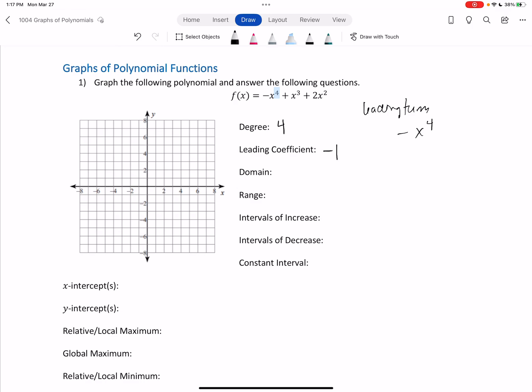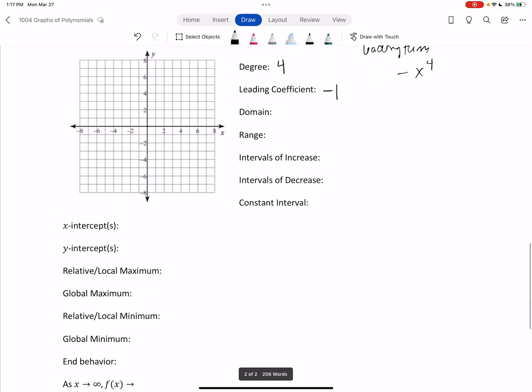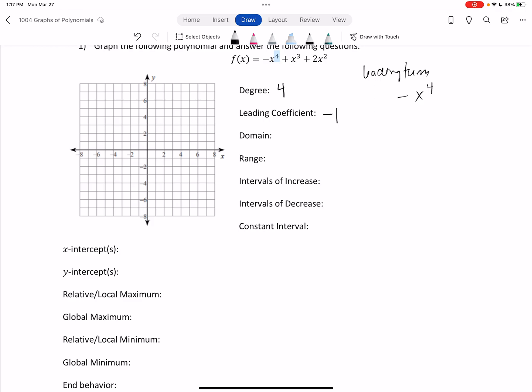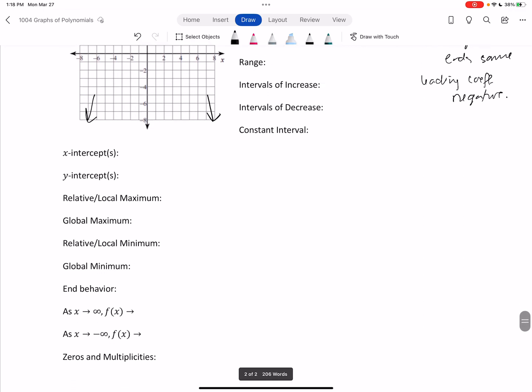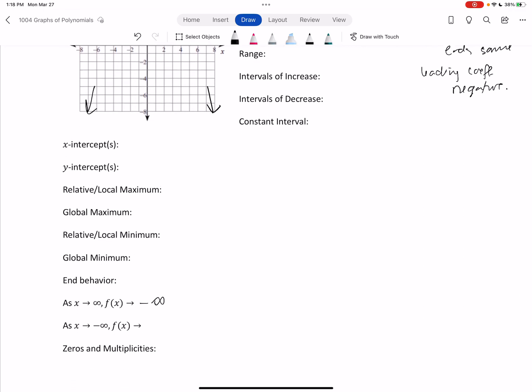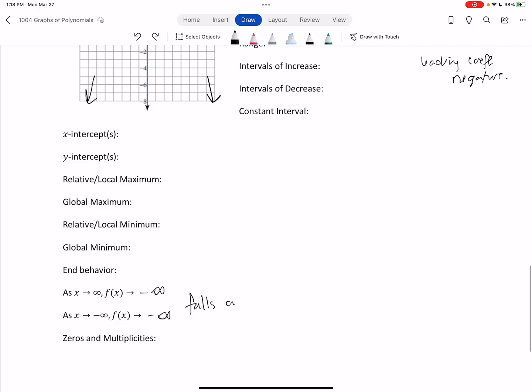So what can I answer from the leading coefficient? Well, that tells me the end behavior, and the degree also helps with that. This has even degree, so the ends go the same direction. And the leading coefficient is negative, so the right-hand side goes down, and the left-hand side has to do the same thing, also going down. So as x goes to infinity, f of x goes to negative infinity on both sides. So it falls on the left and on the right.